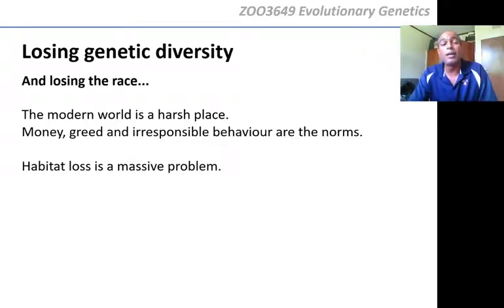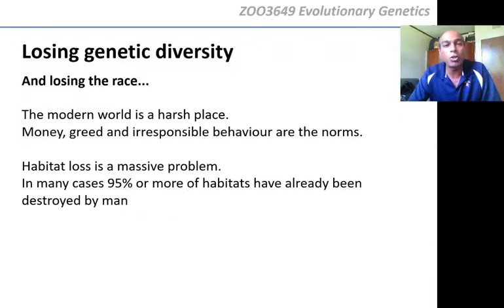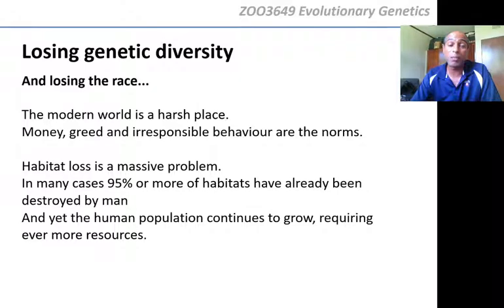So if everybody wants that, what will happen? The environment will be destroyed, and the habitat is becoming lost. When the habitat becomes lost, animals and plants and all parts of the ecosystem cannot survive anymore. In some cases, 95% of the habitat for some species has been destroyed by man. And our population still continues to grow, still wants to be greedy, still wants everything.